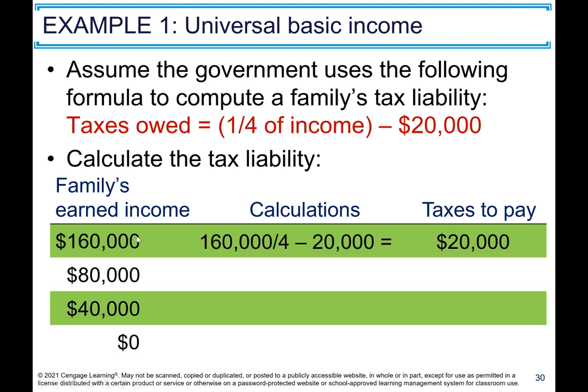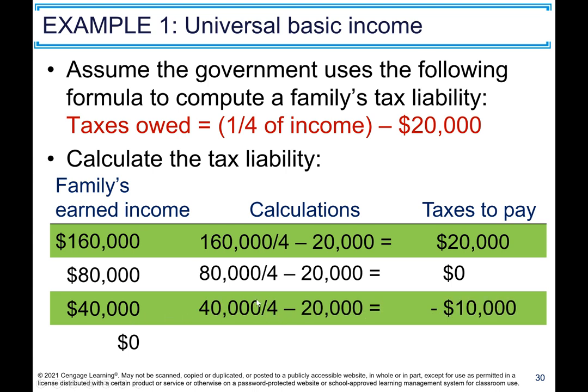For $160,000 income, the calculation is 160,000 divided by 4 minus 20,000. Taxes to pay is 20,000. If your income is 80,000, the calculation is 80,000 divided by 4 minus 20,000. You pay 0 taxes. If your income is 40,000, you divide 40,000 by 4, you subtract 20,000, and the taxes you pay is negative 10,000. If your income is 0, you divide 0 by 4, you subtract 20,000, and taxes to be paid is negative 20,000, or you receive 20,000 back.